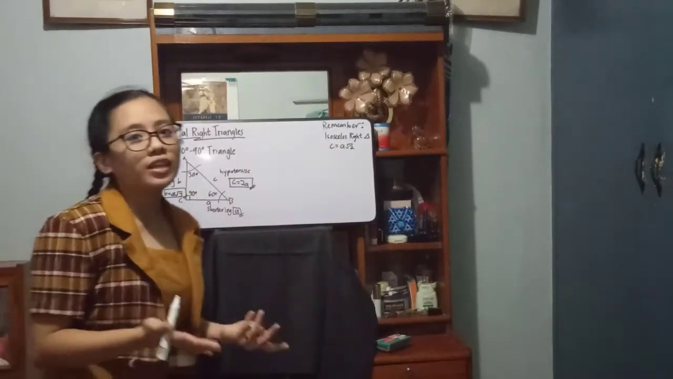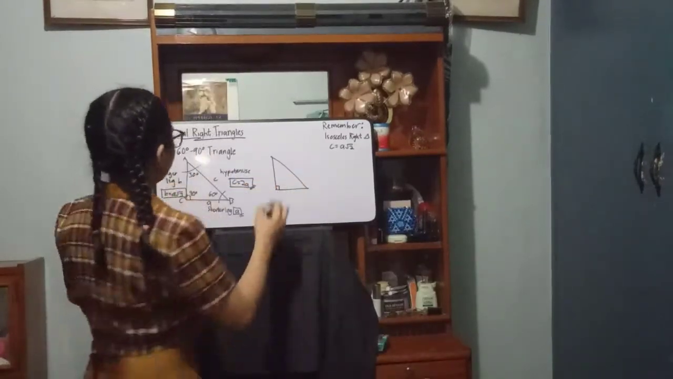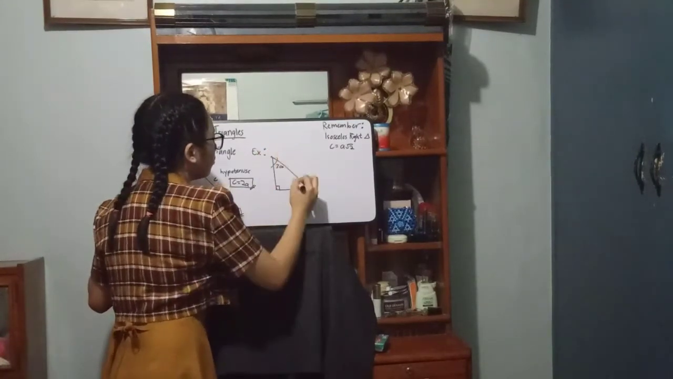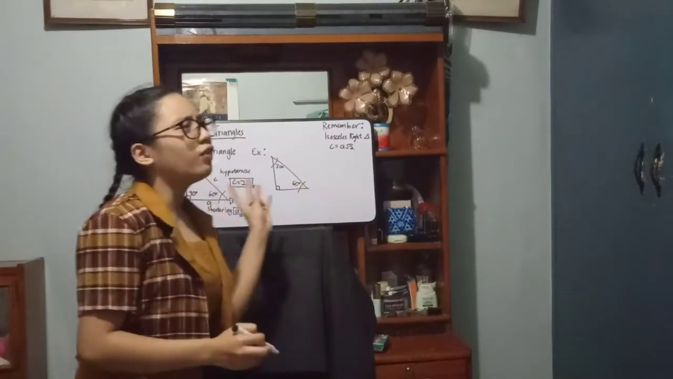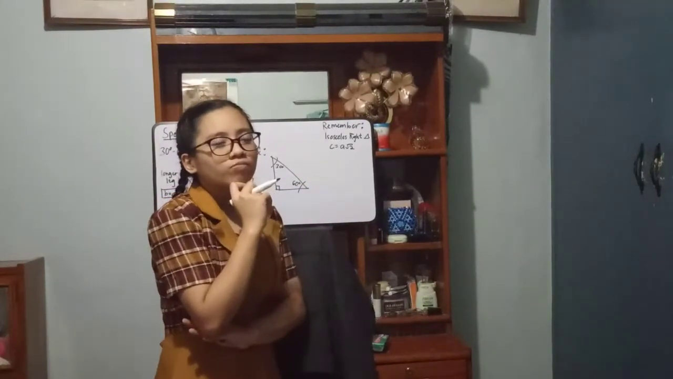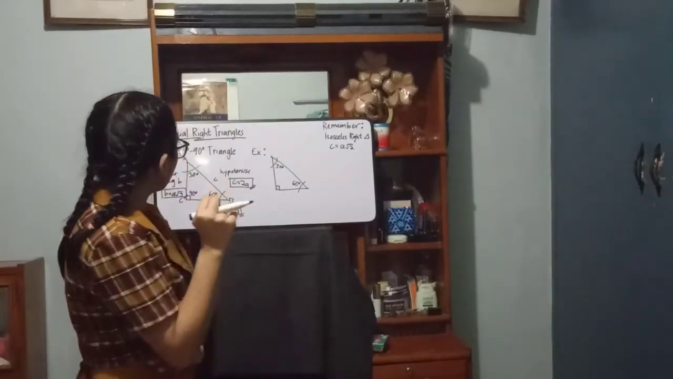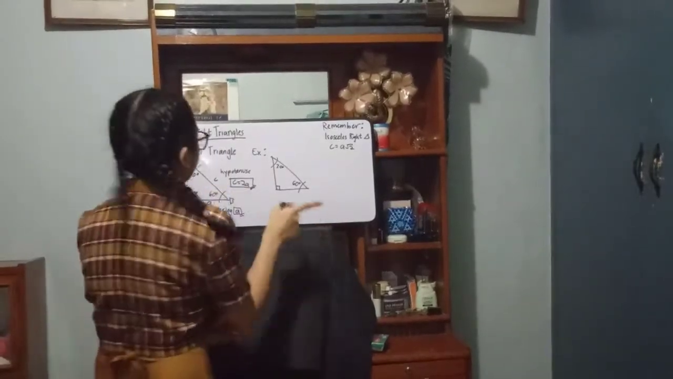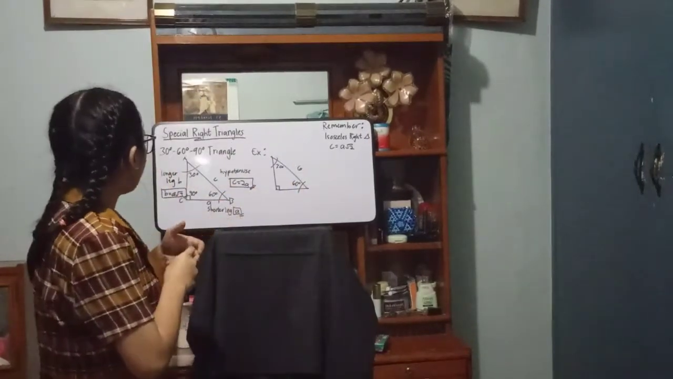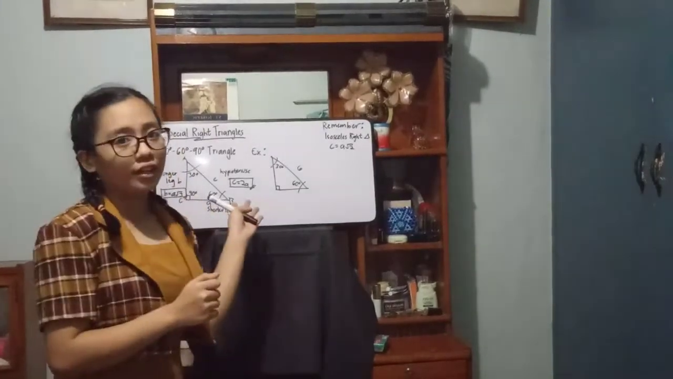Now, let's have an example. For example, the given value here is only the hypotenuse. So let's suppose that the hypotenuse is equal to 6. Find the measurement of the shorter leg and the longer leg.